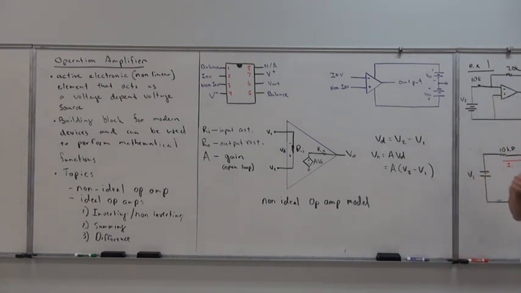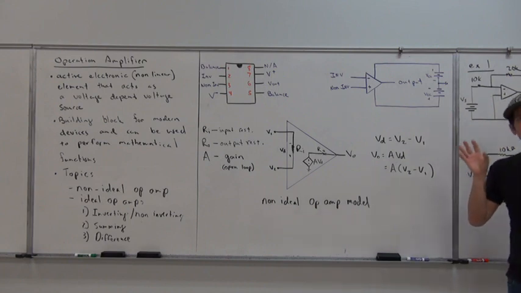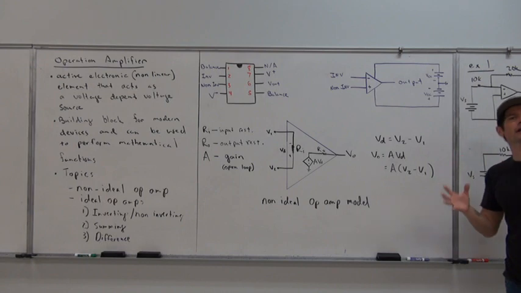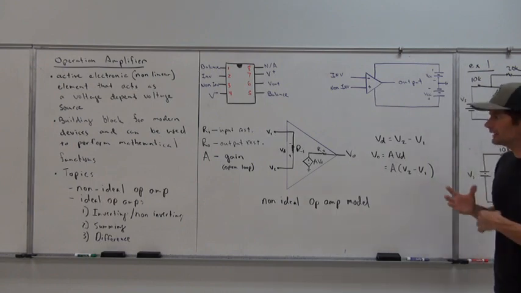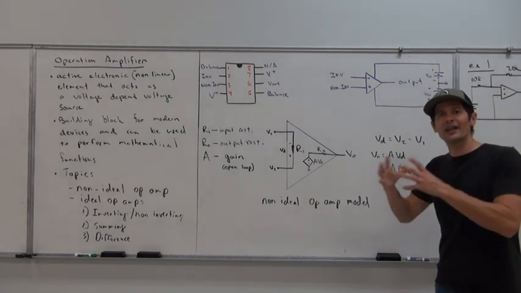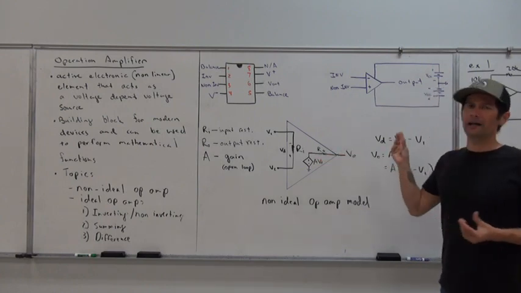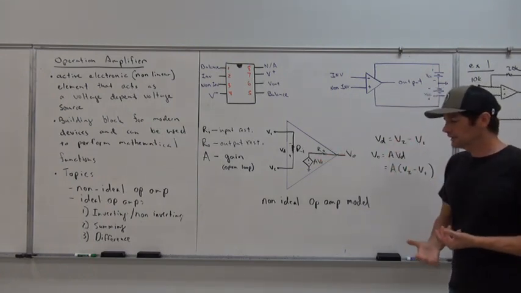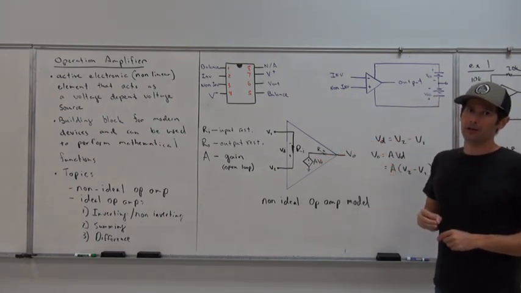And so when we analyze these circuits, we're going to start off with looking at the non-ideal op-amp. And we're looking at this basically to segue into why we even consider the quote-unquote ideal op-amp.